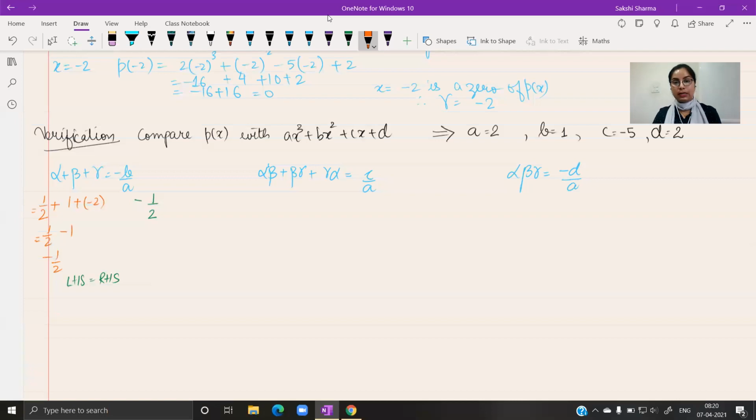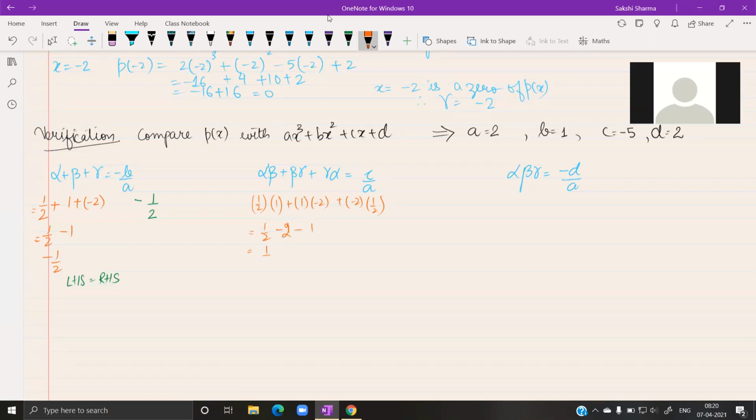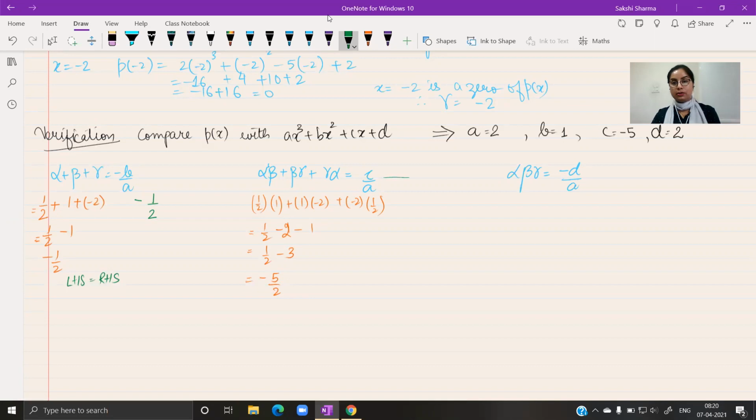Second one, writing down the products, 1 by 2 with 1, then 1 with minus 2, then minus 2 with 1 by 2. This is your left hand side. Half minus 1 minus 1, right? This will be minus 2. The right hand side, c over a.